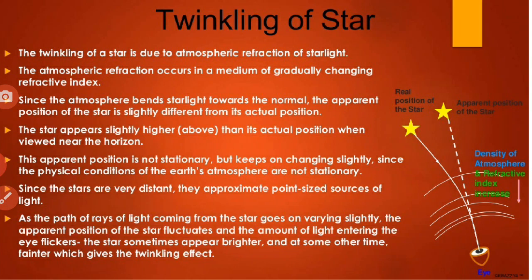This apparent position is not stationary but keeps on changing slightly, since the physical conditions of the Earth's atmosphere are not stationary. Since the stars are very distant, they are approximately point-sized sources of light. As the path of the ray of light coming from the star goes on varying slightly, the apparent position of the star fluctuates and the amount of light entering the eye flickers. The stars sometimes appear brighter and at other times fainter, which gives the twinkling effect.